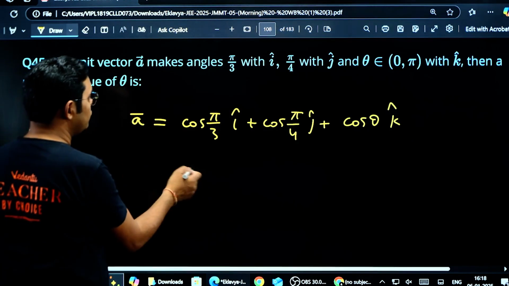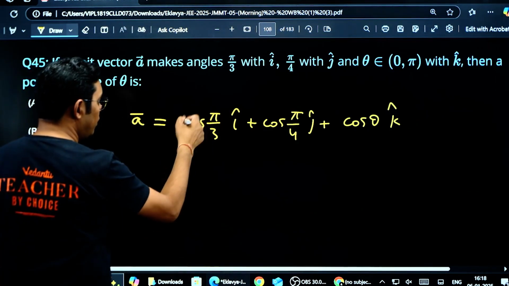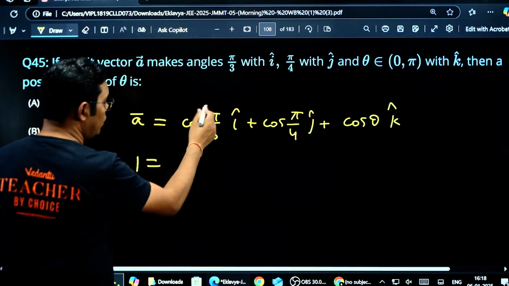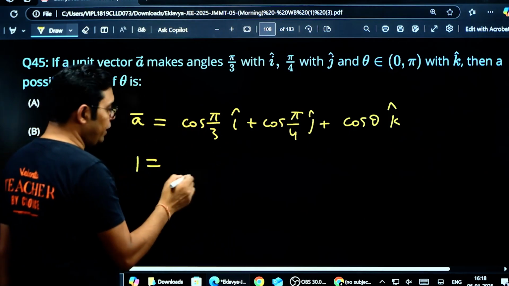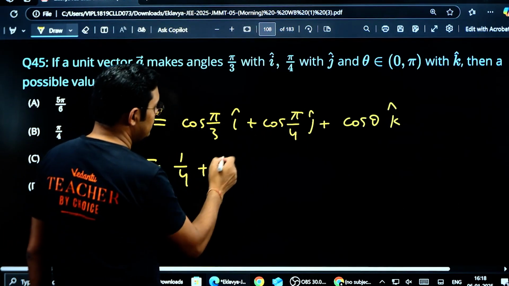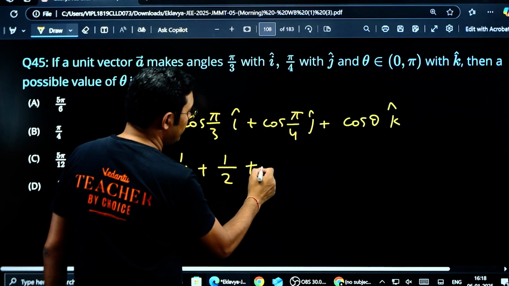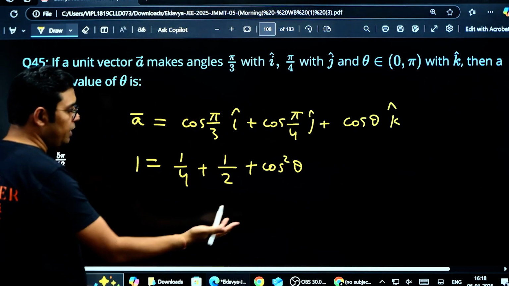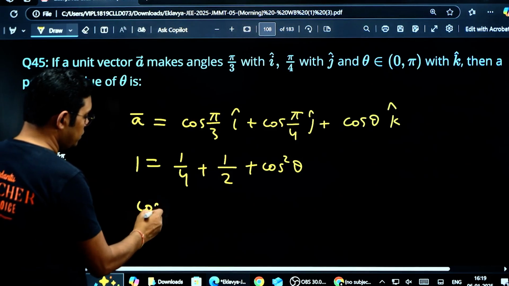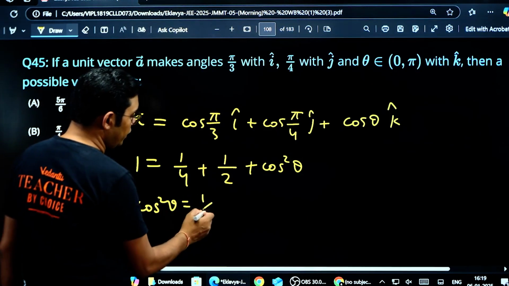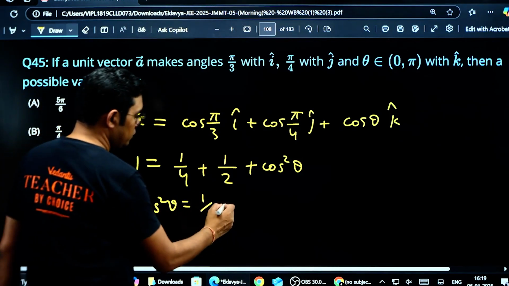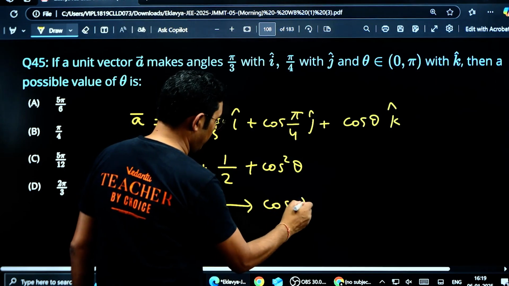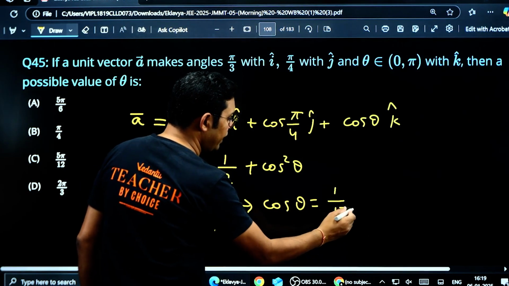Because A is a unit vector, the magnitude has to be 1. So the magnitude squared of this will be equal to cos pi by 3, which is 1 by 2, so it will be 1 by 4 plus 1 by root 2 square, so 1 by 2, plus cos square theta. I have done the squaring also, so you need not make the under root sign here. So cos square theta is equal to 1 upon 4. From this, cos theta will be equal to 1 upon root 2 or minus 1 upon root 2.